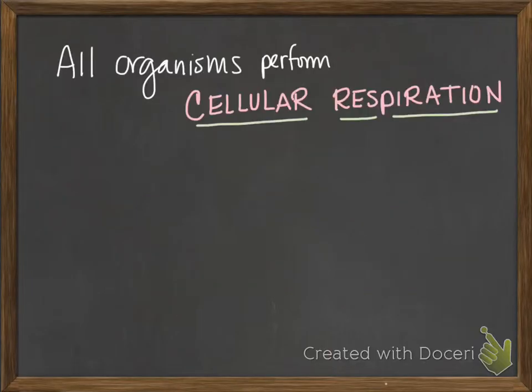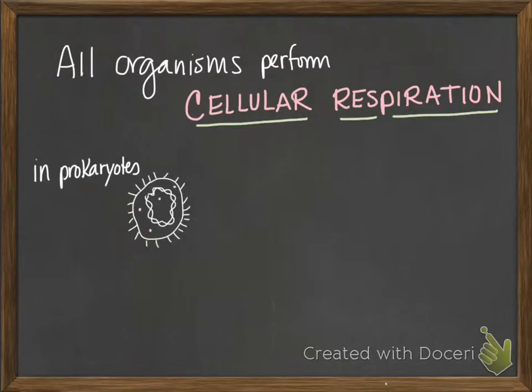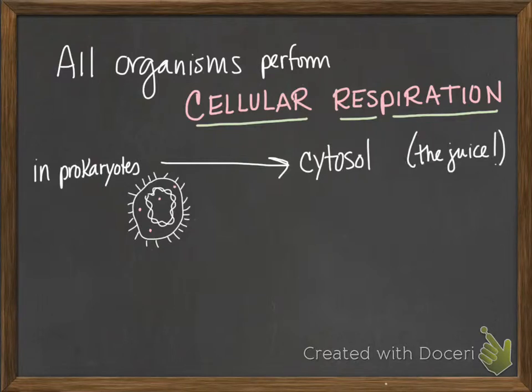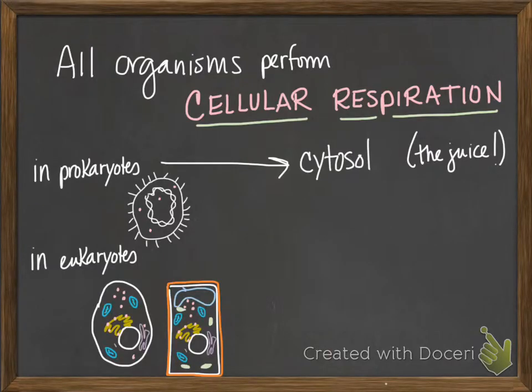So all organisms perform cellular respiration. In prokaryotes, like this little bacteria here, cellular respiration happens in the cytosol of the cell. That's the juicy part. In eukaryotes, like this lovely animal cell or lovely plant cell, cellular respiration happens in the mitochondria. Perhaps you remember the mighty mitochondria, powerhouse of the cell? That's why.